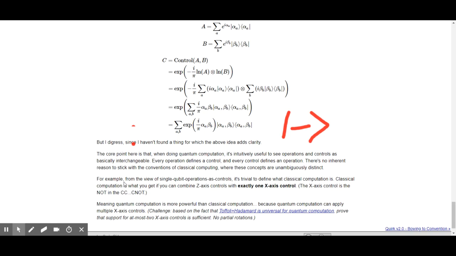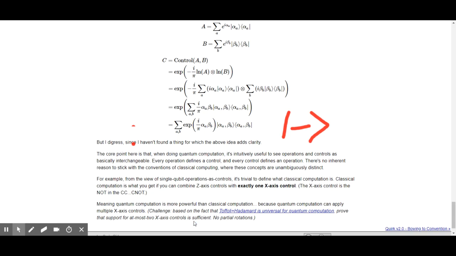For example, from the view of single qubit operations as control, it's trivial to define what classical computation is. Classical computation is what you get if you can combine z-axis control with exactly one x-axis control. The x-axis control is the CNOT. Meaning quantum computation is more powerful than classical computation, because quantum computation can apply multiple x-axis controls.